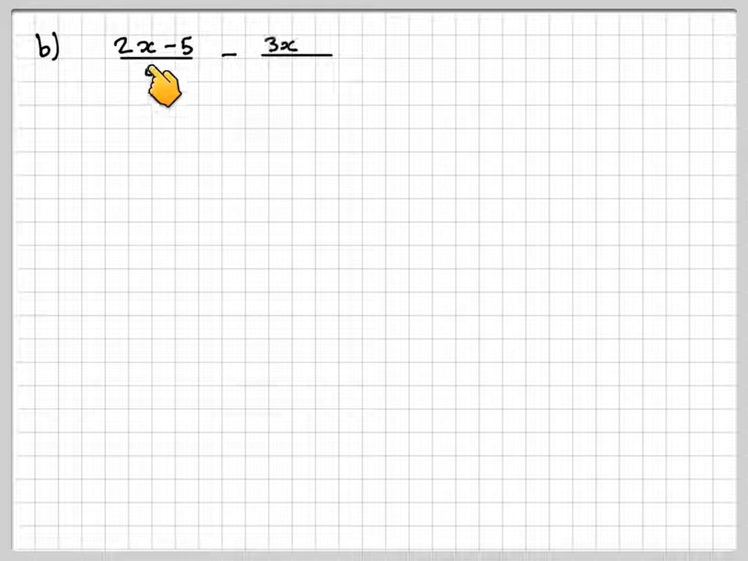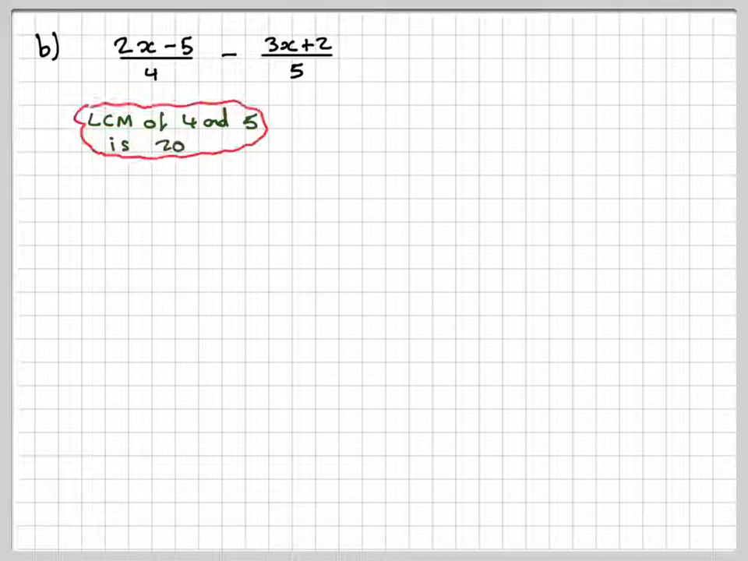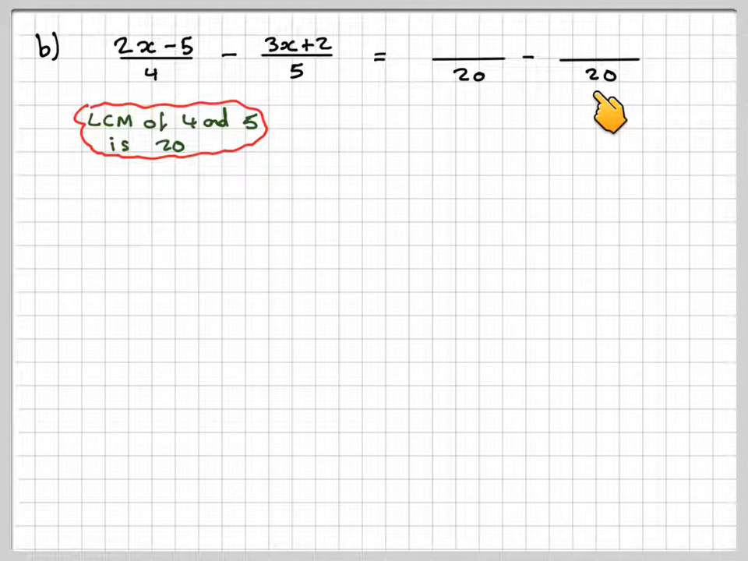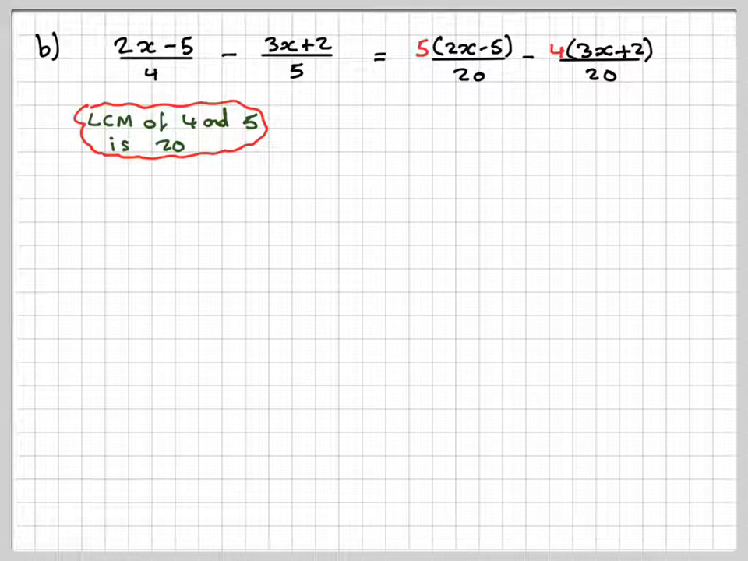B, we've got 2x minus 5 over 4 minus 3x plus 2 over 5. So looking for the common multiple of 4 and 5, which is 20. So making my fractions out of 20. So I've multiplied this by 5, so I must multiply this numerator by 5. So I'm going to put 5 brackets 2x minus 5. Here we have multiplied this by 4, so let's do the same to the numerator here. So I'm going to do 4 brackets 3x plus 2.